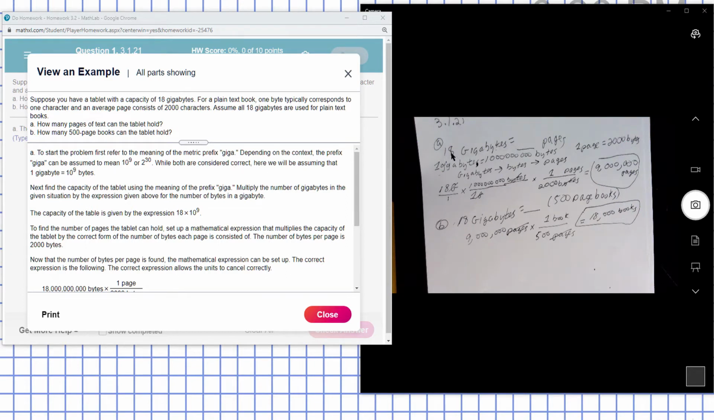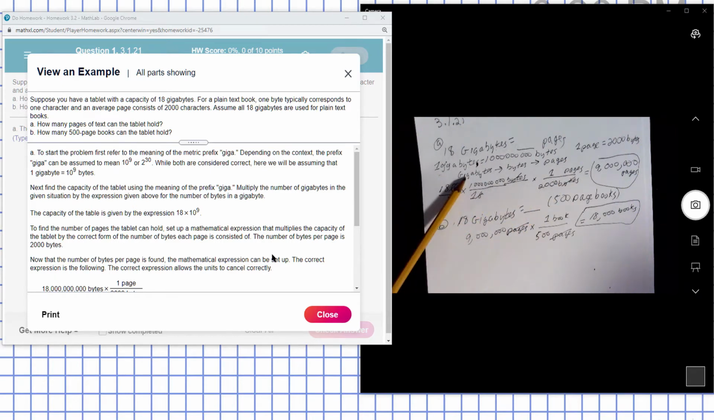Okay. So a tablet holds 18 gigabytes. So how many pages is that? So we have to convert gigabytes into pages. So 1 gigabyte is, looks like it's 1 billion bytes, and 1 page is 2,000 bytes.